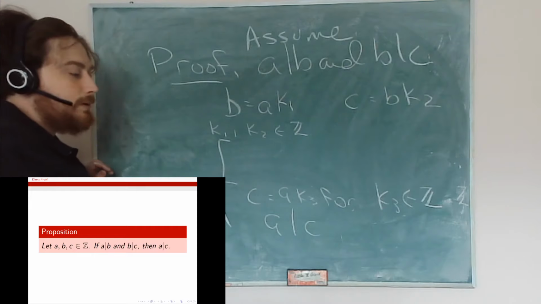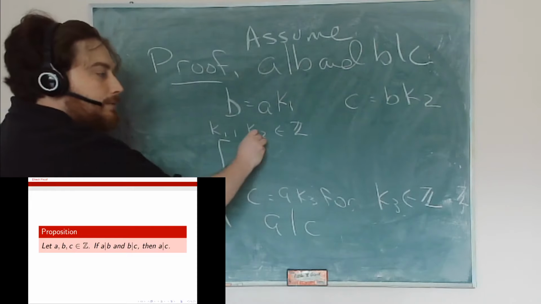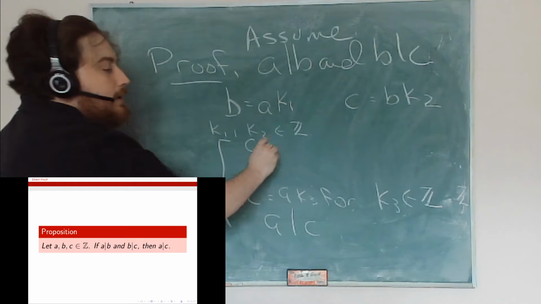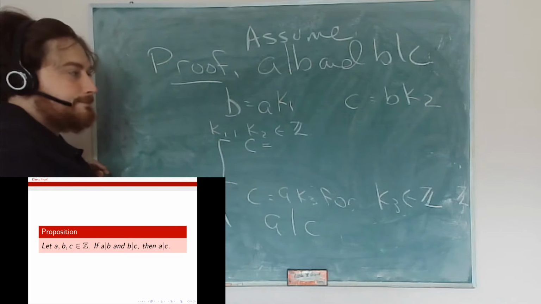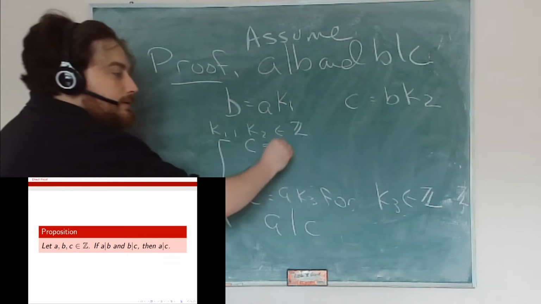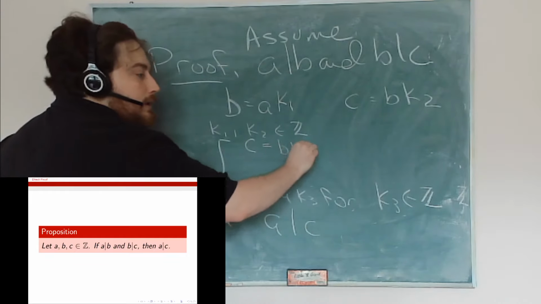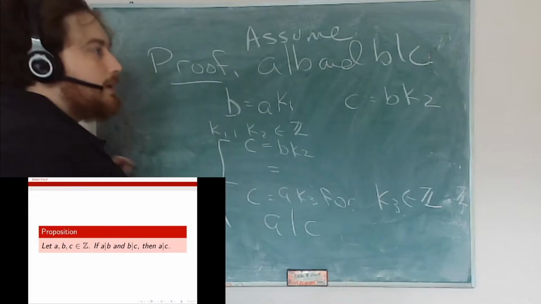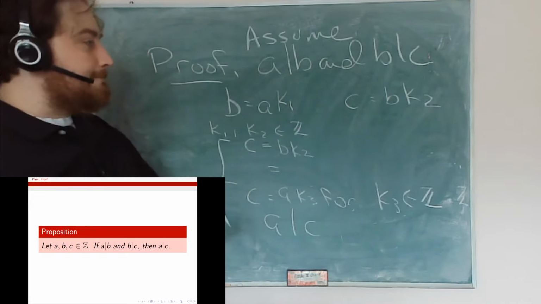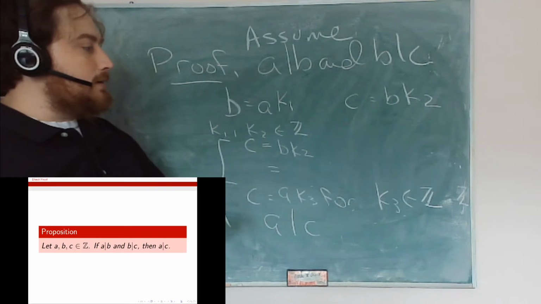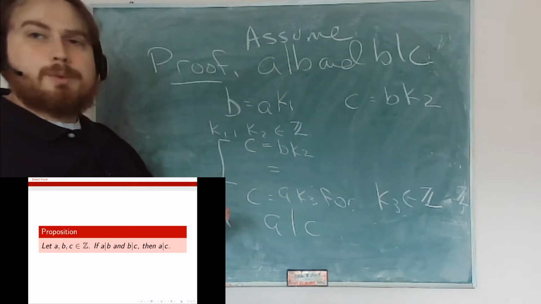So if I want to fill in the middle, I'm going to use some type of substitution again. I'm going to start with C, and somehow I want to get out A K3. So what is C equal to? Well, C is B K2. And we know that from this part of the assumption, we get to use that. So maybe you guys can help me out here. What would be my next step?